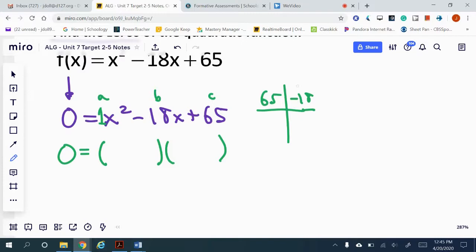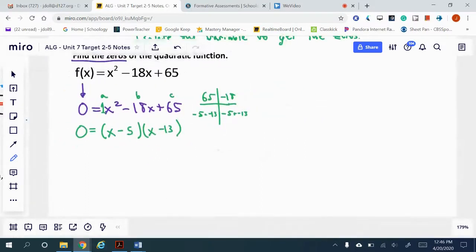All right. So hopefully you came up with the numbers negative 5 and negative 13, because negative 5 times negative 13 is 65, and negative 5 minus 13 is negative 18. Now that we found those numbers, we know that the first term in each of our binomial factors has to be x, and the second terms will be these two numbers themselves. Once we finish this, guys, factoring has done its job.